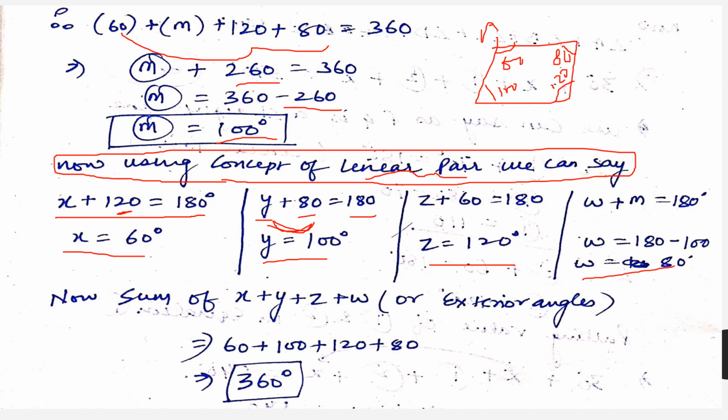Now, when I take the sum of x plus y plus z plus w, which are all exterior angles of this quadrilateral, the sum came out as 360 degrees. Kindly note this thing, that the sum of all exterior angles in this question came out as 360 degrees. This result is very important and will be helpful in understanding the next property. Okay.